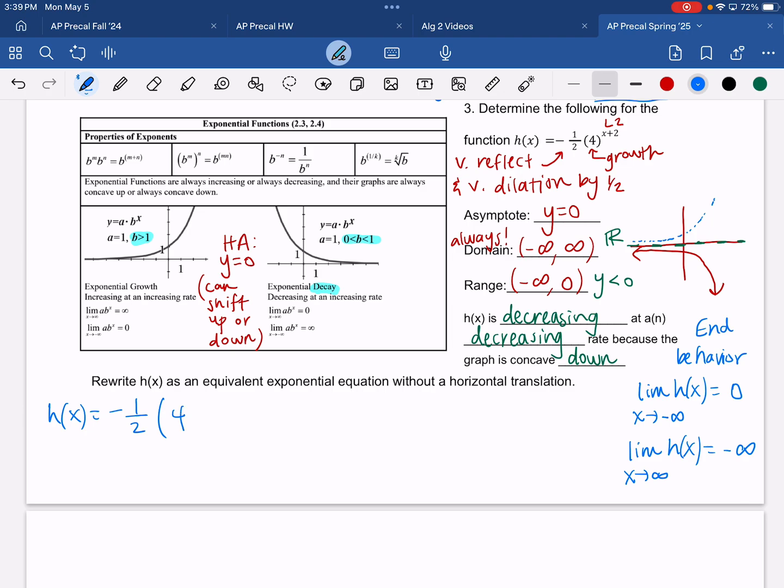Okay, let me just write the equation first. It sounds like we're going to need some exponent rules. I know exponent rules will come up at some point on the test. Maybe in this form. Maybe on FRQ number 4, it'll ask you to use exponent rules. I don't know.